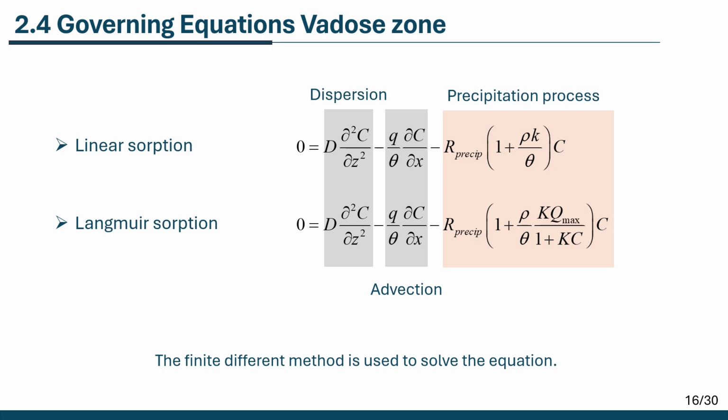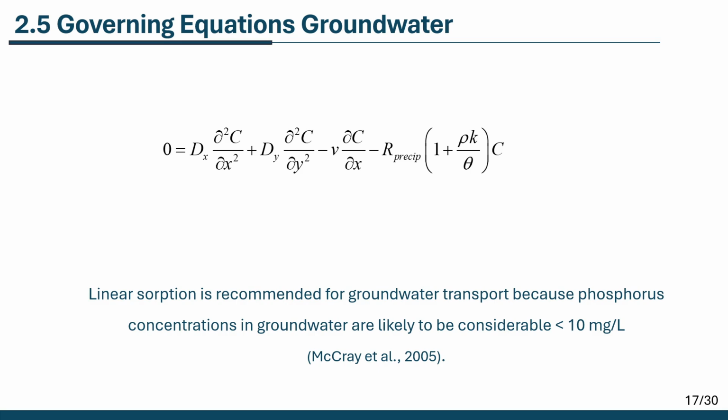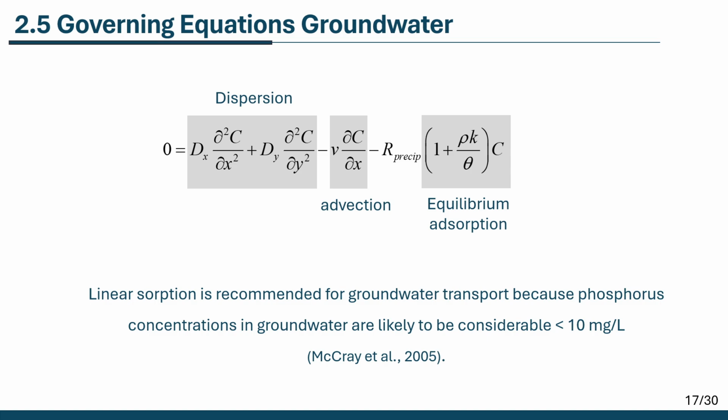And we will use the finite difference method to solve the equation, but I won't dive into the details. When it comes to groundwater, we recommend using linear absorption for groundwater transport, as phosphorus concentrations are likely to be considerably less than 10 mg per liter. Okay, this is the governing equation, and this term is dispersion. This term is advection. This term again accounts for equilibrium absorption in our model, and lastly, this term describes the precipitation process. Okay, that's our conceptual model and the mathematical model.